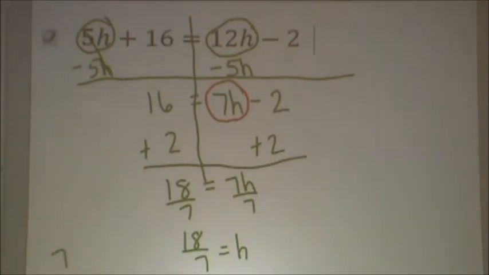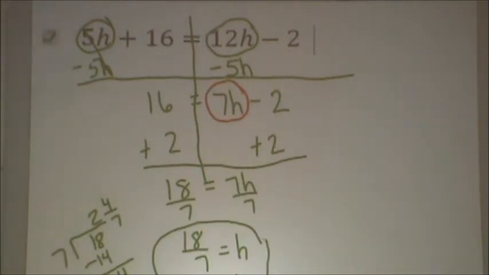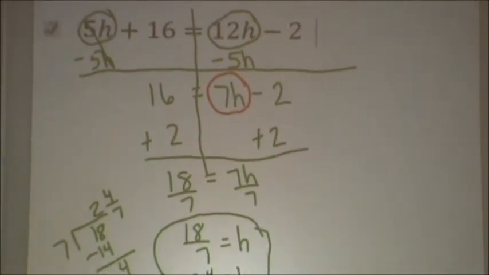7 goes into 18 2 times. 2 times 7 is 14. Subtract it, and I get 4. So it becomes 2 4/7. So you can either keep it this way or say 2 4/7 equals h. And remember with these ones, I don't make you check those. Not with the fraction ones. Okay? Oops, sorry, you can't see where I dump trucked it.